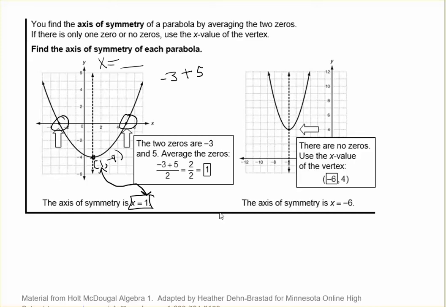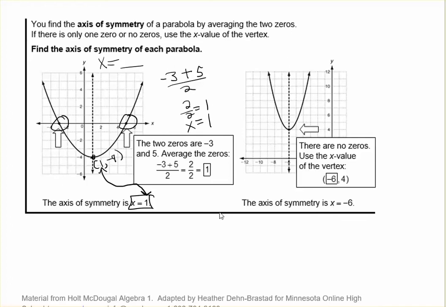You can add those together and divide by 2. What you're doing is finding the average of them, which will be the number in between those two, and that would be 2 over 2 equals 1. So the x value of the vertex is 1, and the axis of symmetry would be x equals 1. So there's more than one way to find the axis of symmetry.